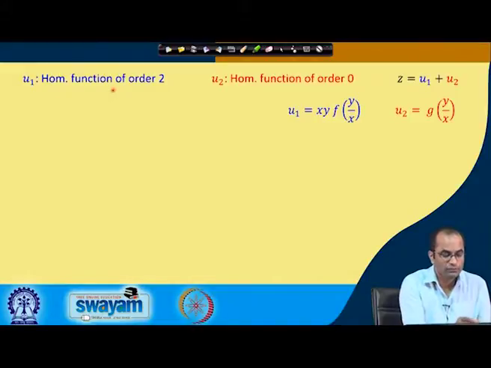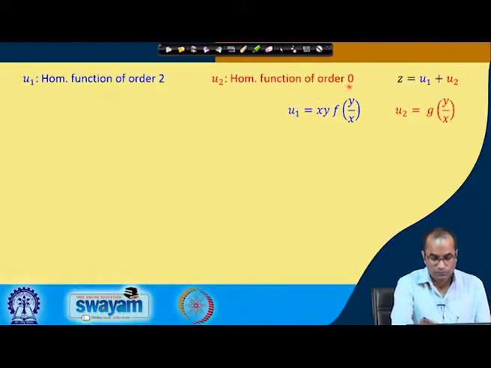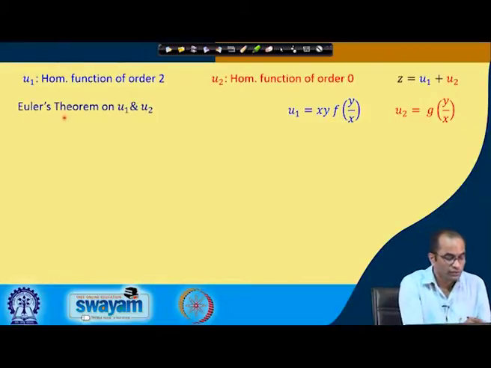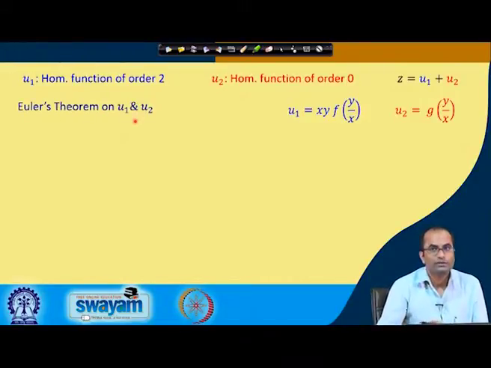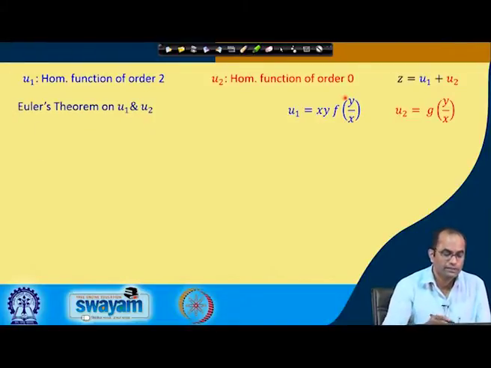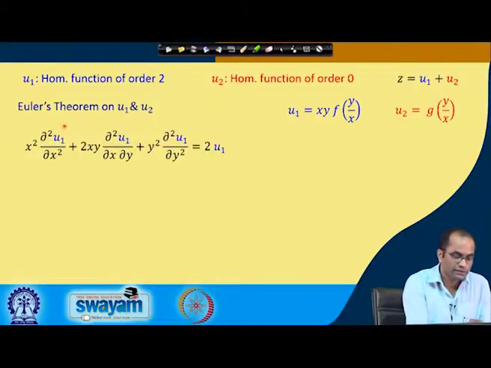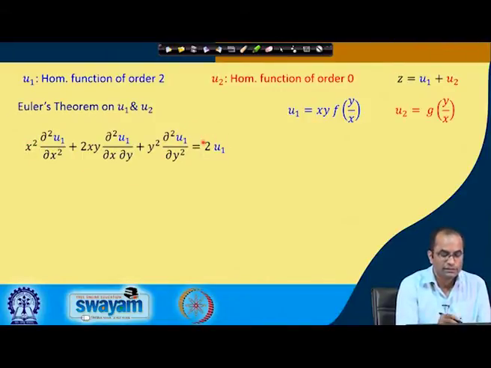Well, we have u1 a homogeneous function of order 2, u2 a homogeneous function of order 0, and z was u1 plus u2, where u1 is given by this and u2 is given by this. So, Euler's theorem we can apply on u1 and u2, because they are homogeneous functions of order 2 and 0. On u1, the second derivative theorem says n into n minus 1 times u1. So, n is 2, and we get 2 into 1 into u1, and this u1 we know already is xy f(y/x); we will substitute later.